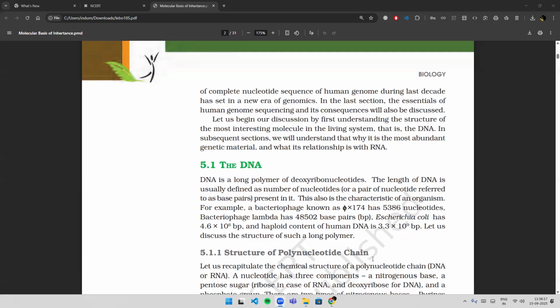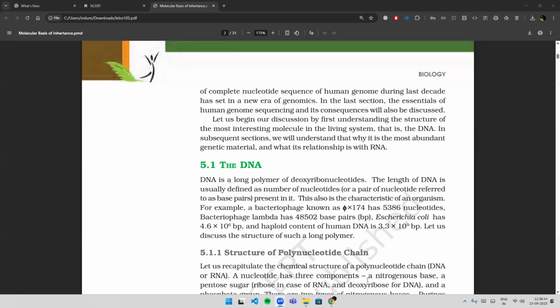In the last section, the essentials of human genome sequencing and its consequences will also be discussed. Let us begin our discussion by first understanding the structure of the most interesting molecule in the living system, that is, the DNA. In subsequent sections, we will understand why it is the most abundant genetic material and what its relationship is with RNA.